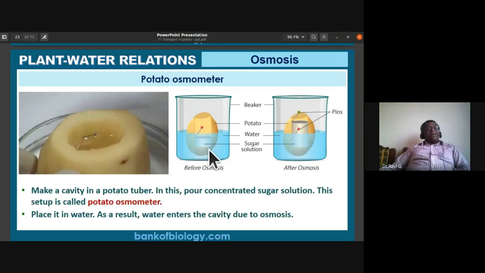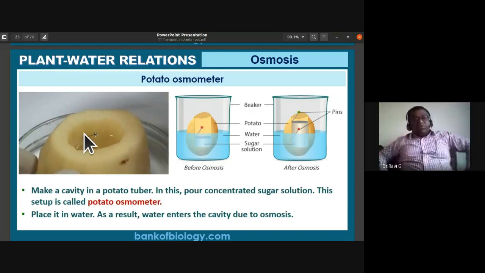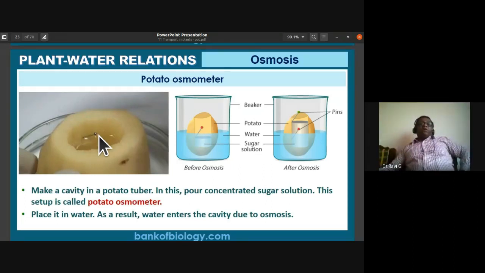Leave it in a beaker containing water. After a few hours, half an hour or 1 hour, you see that the level of solution has risen, so mark it with another dot pin. You see that the level of solution has risen within this osmoscope. What is exactly happening here? The pure water in the beaker moves through the semi-permeable membrane and enters this cup-shaped structure. Since this is taking place through living cells, we call it a physiological process. It is a potato osmoscope, and it is a physiological experiment since it involves living cells.